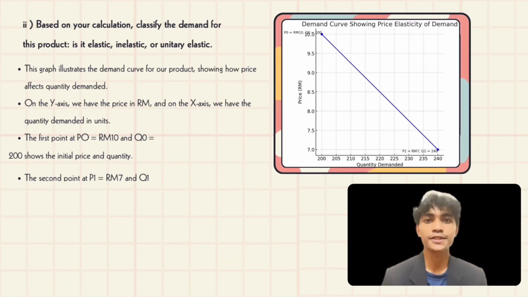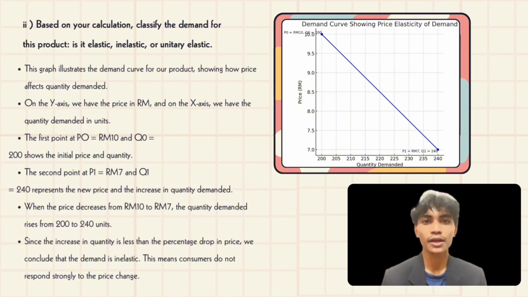When the price decreases from 10 ringgit to 7 ringgit, the quantity demanded increases from 200 units to 240 units. Since the percentage increase in quantity is less than the percentage of price drop, we conclude that this demand is inelastic. So consumers are not strongly responsive to the price change.